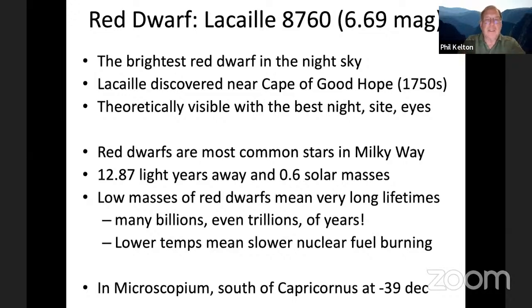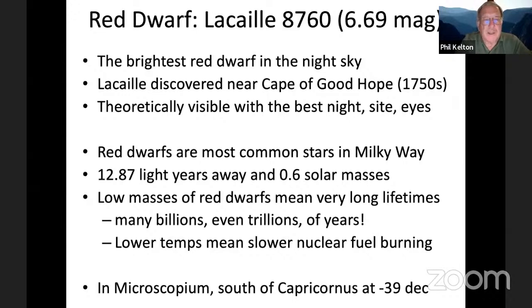But the reason I included this is that red dwarfs, of course, are the most common stars in the Milky Way. They're fairly low mass stars. This one's only about 0.6 of a solar mass, and quite close. But this large number of very common red dwarf stars are mostly not seen by us to the naked eye because they're so intrinsically faint. And because they have low masses, they have very long lifetimes, billions, possibly even trillions of years, who knows. And because those temperatures are so low relative to most stars, they're burning their nuclear fuel fairly slowly.